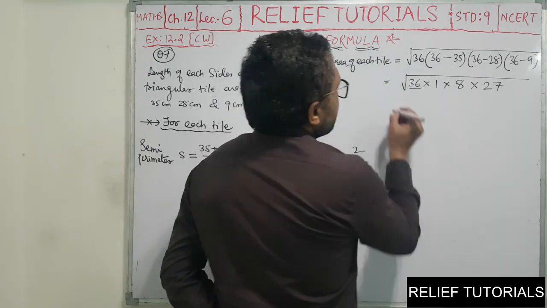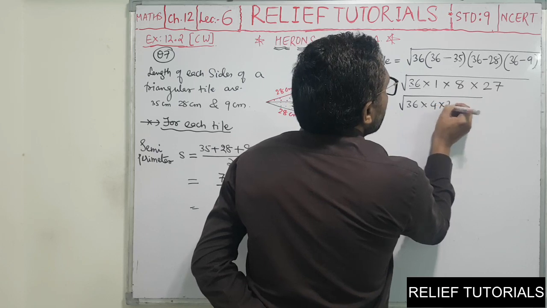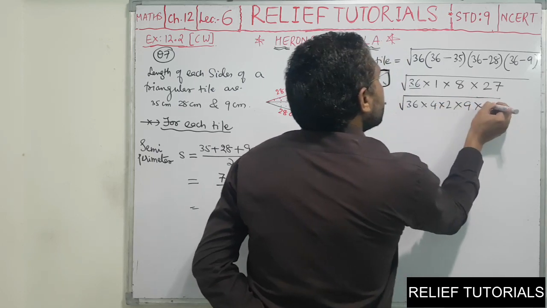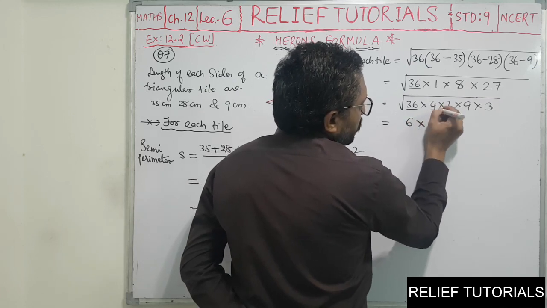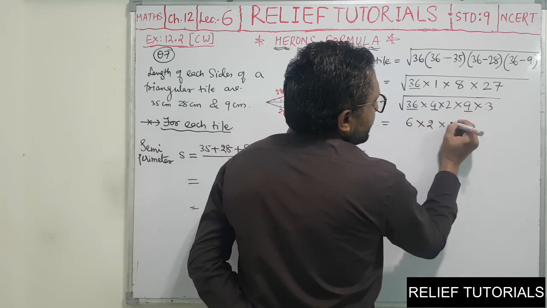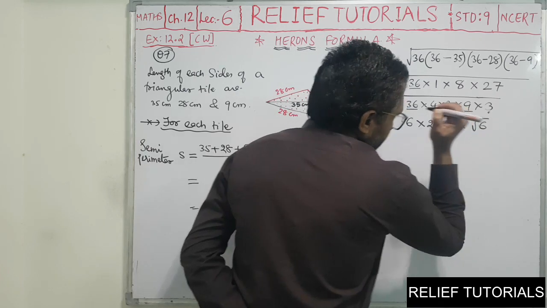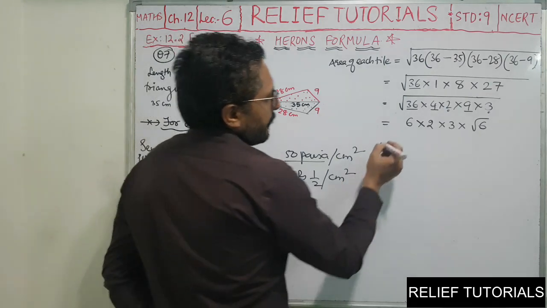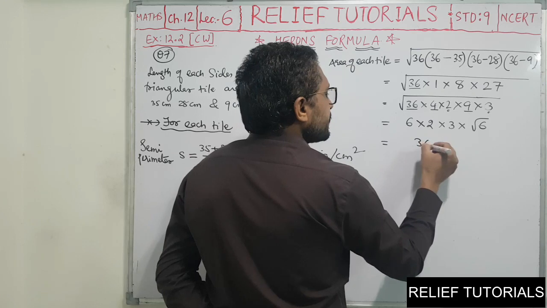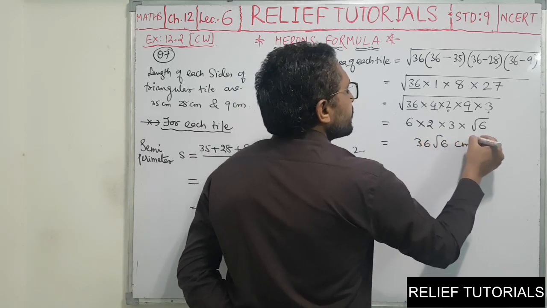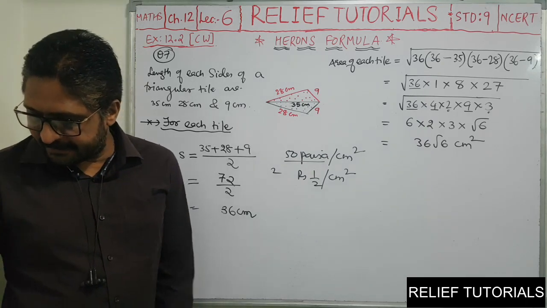Root 36 is 6. So I will write 8 as 4 2s are, and 27 as 9 3s are. So root 36 is 6, root 4 is 2, root 9 is 3. The left is 2 and 3. So 2 3s are 6. Clear? Now 3 2s are 6. 6 6s are 36 root 6 centimeter square. So this is the area of one tile.